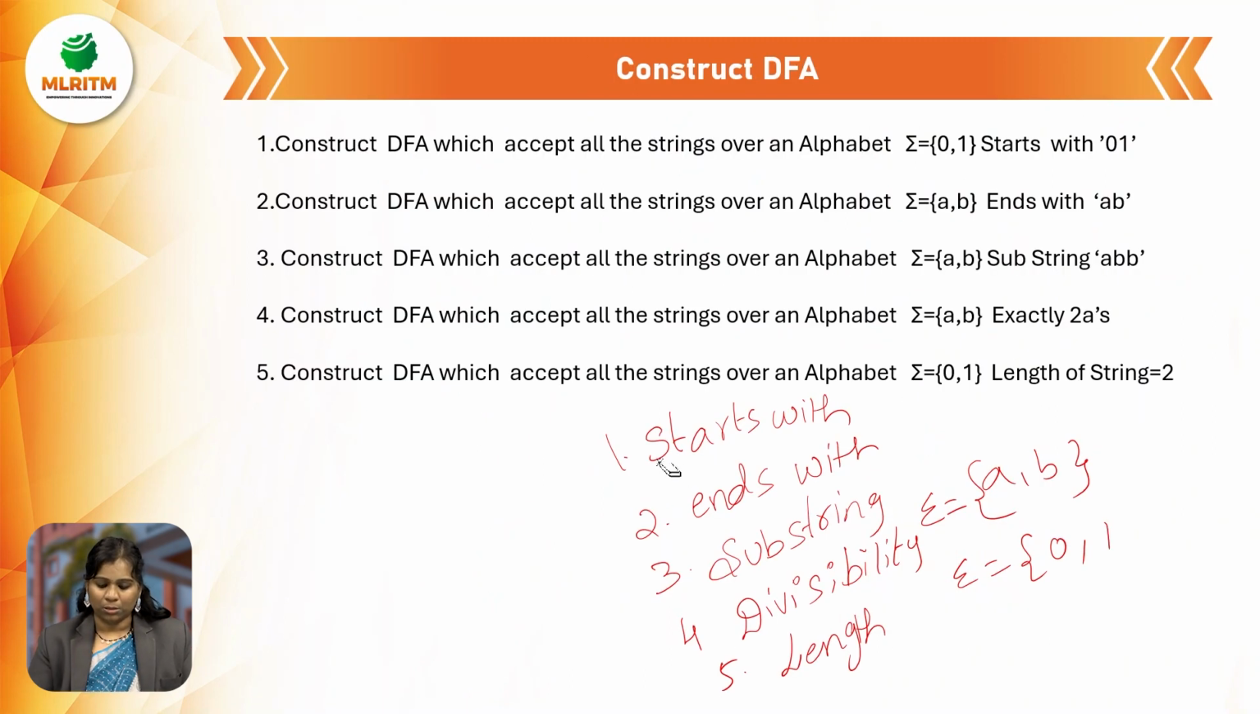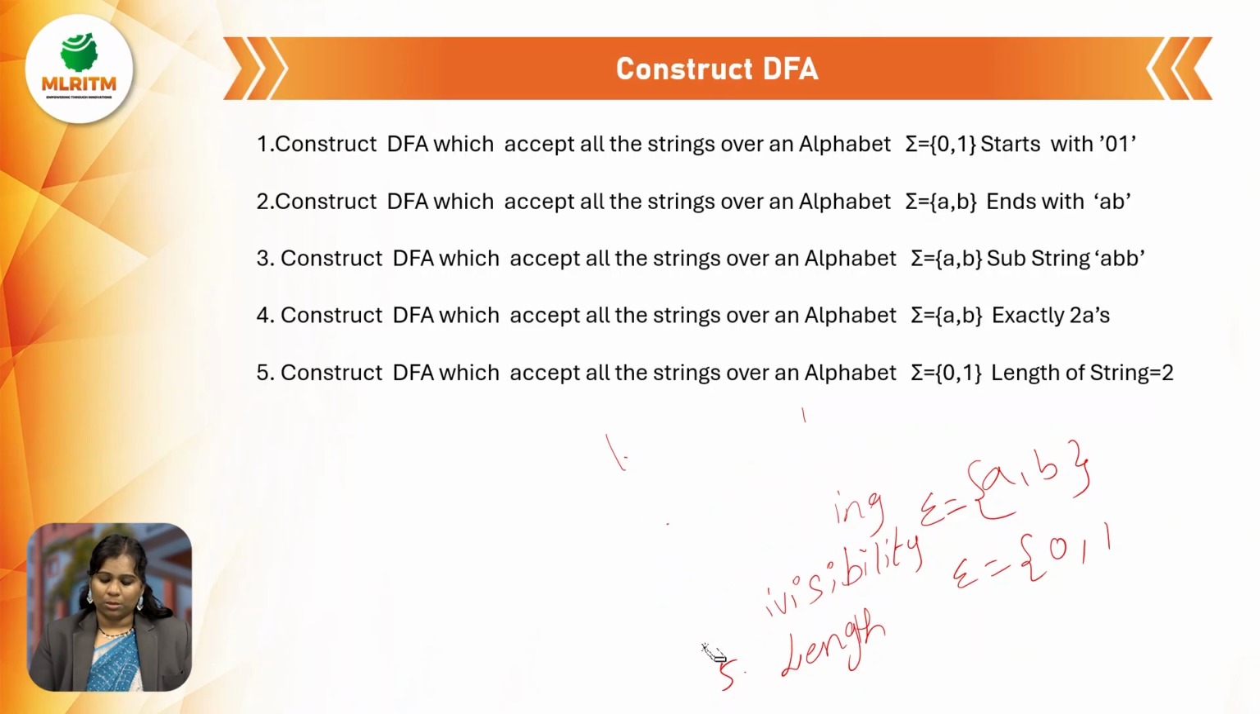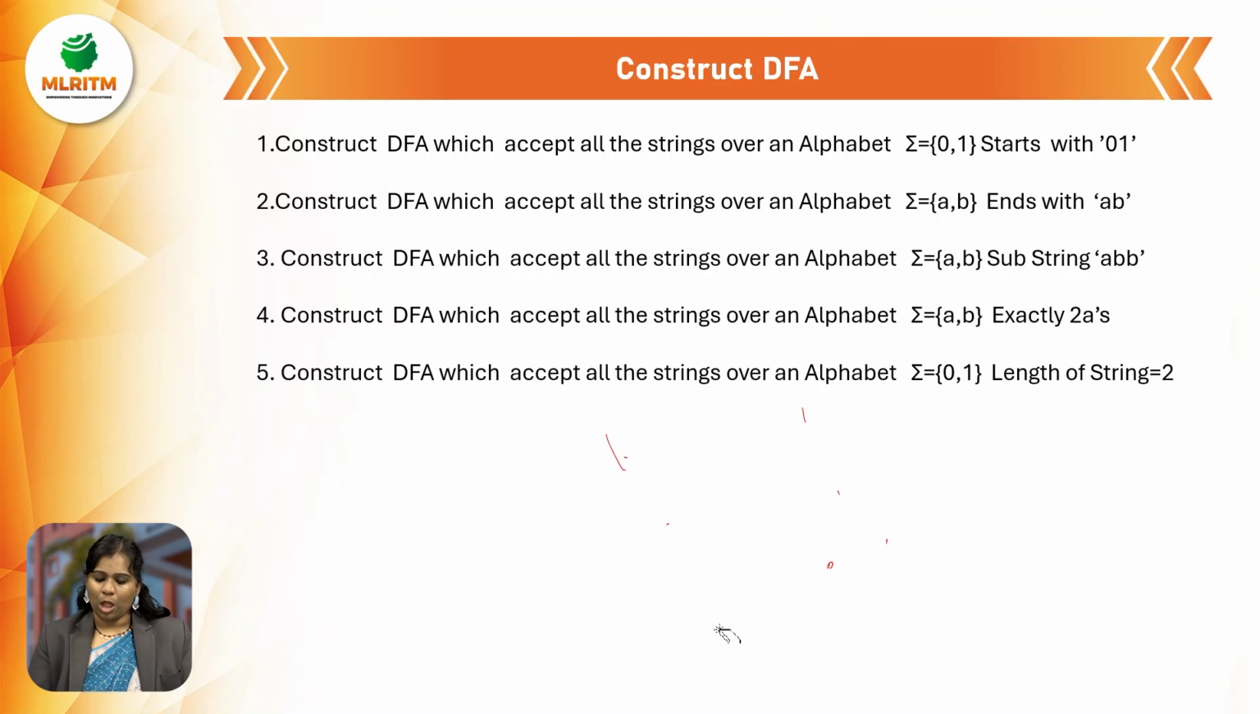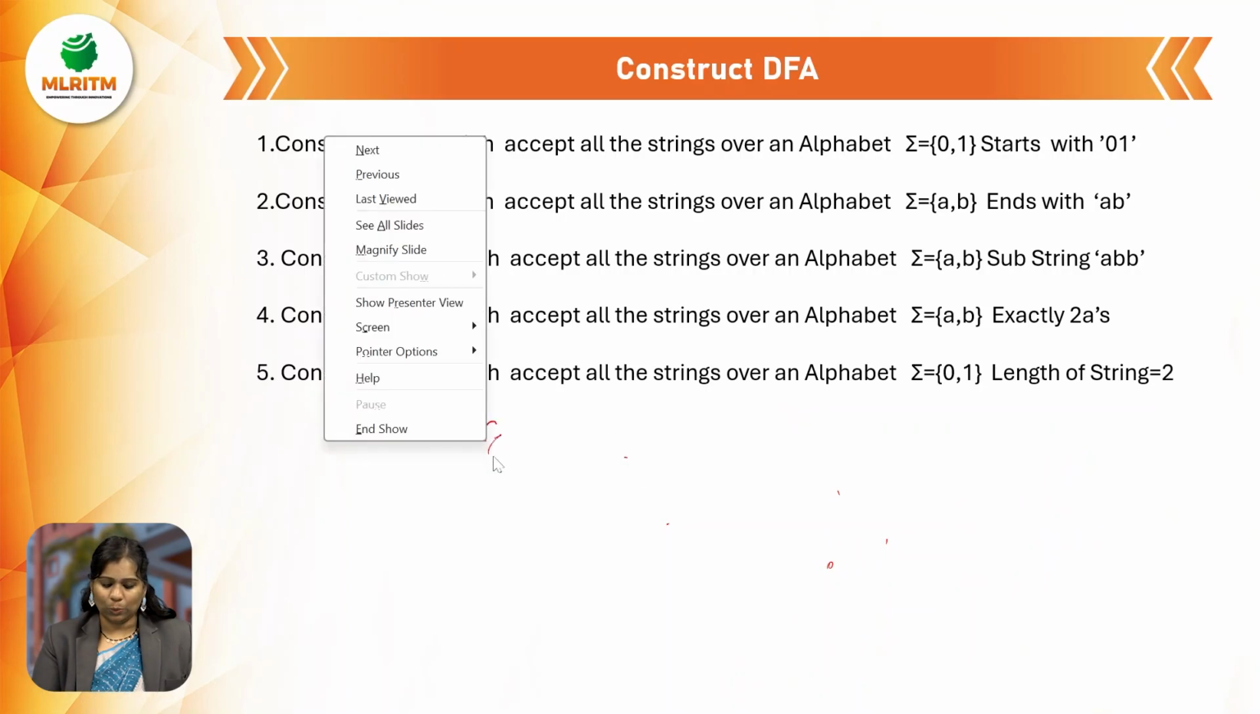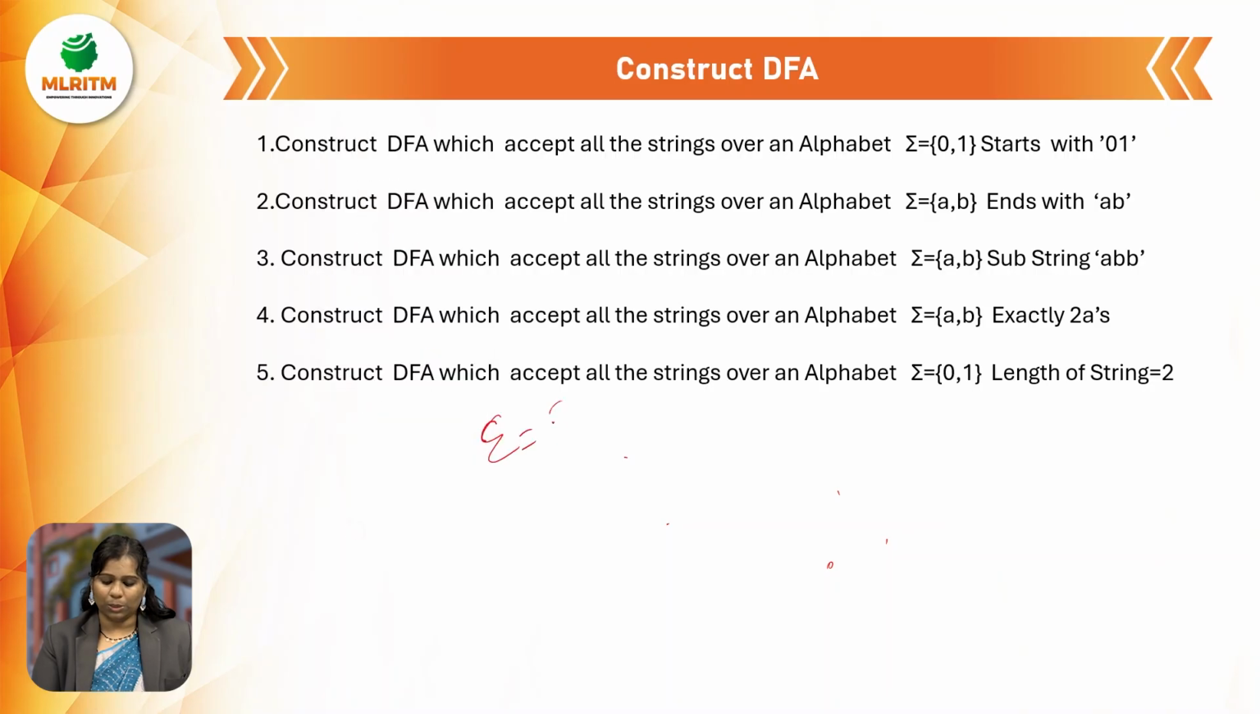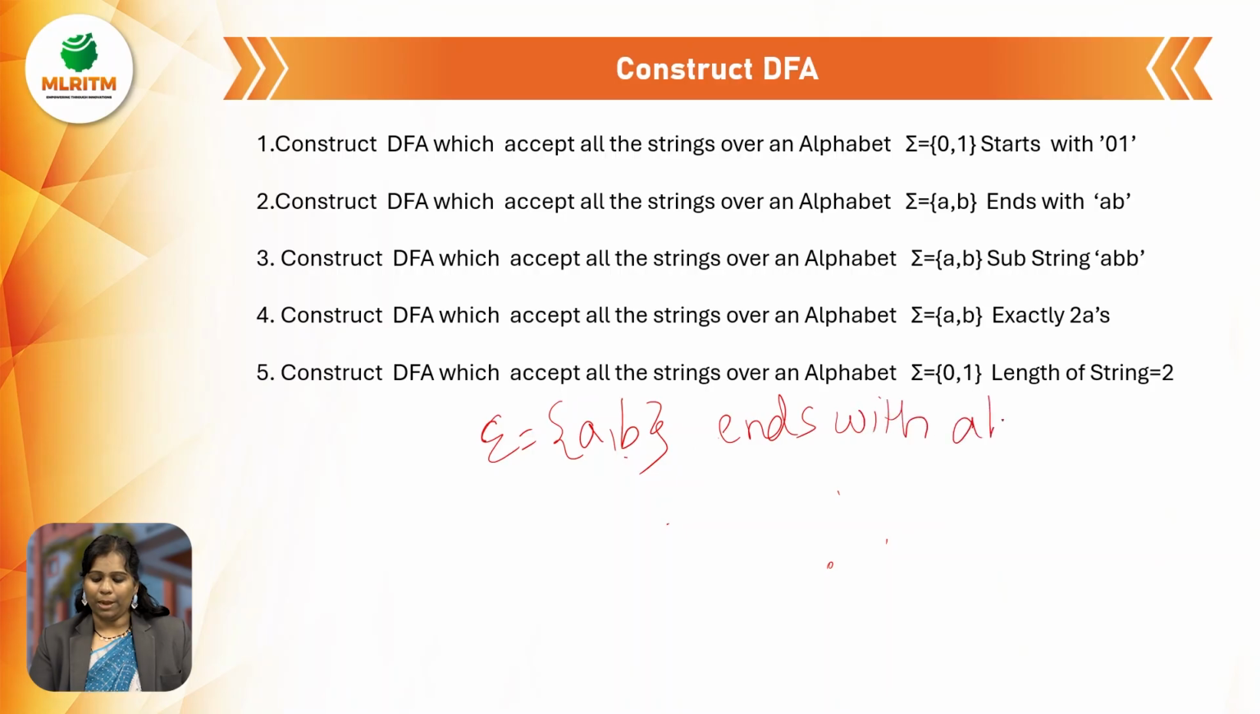Next one is construct DFA which accepts all the strings over an alphabet. Sigma is equal to {A, B}. The condition is ends with A B. Ends with A B.